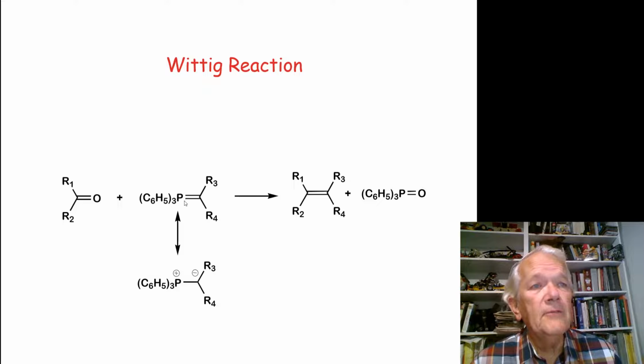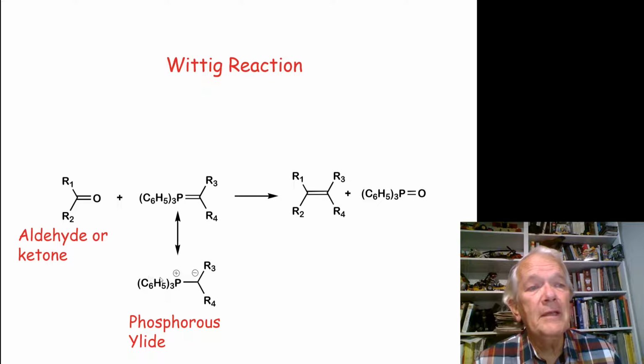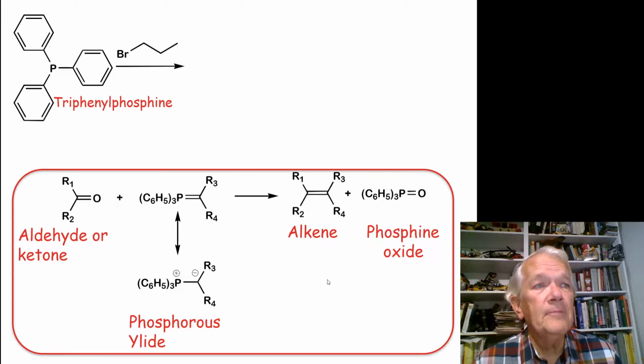And so the phosphorus ylide can be written two ways. It can be written with a phosphorus-carbon double bond or as a zwitterion, depending on whether you want to violate the octet on the phosphorus. And it reacts with any aldehyde or ketone. Essentially, it's a bit like olefin metathesis in organometallic chemistry. One half of the double bond comes from the aldehyde, the other half comes from the phosphorus ylide. And the other product, of course, is phosphine oxide.